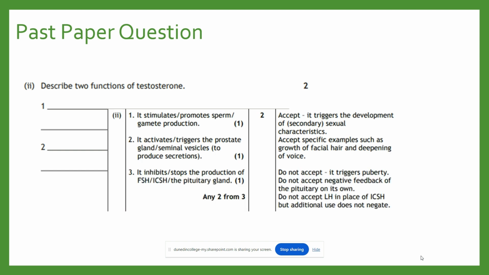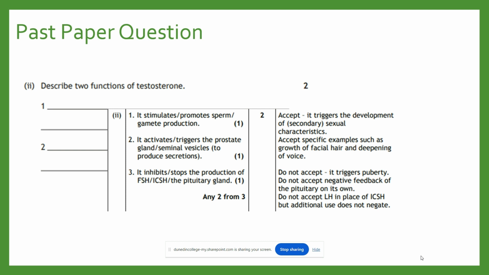So the two main functions, and there are different ways that you could phrase this, so any two from the three above. One, it stimulates or promotes sperm or gamete production. You're also allowed to accept it triggers the development of the secondary sexual characteristics. But here we're looking at the primary, which is the gamete production. Or it activates, triggers the prostate gland and the seminal vesicles to produce their secretions.